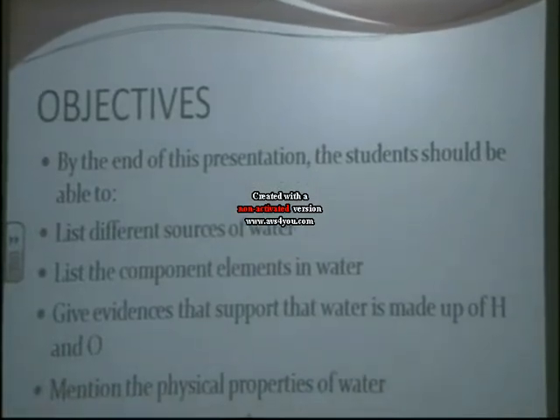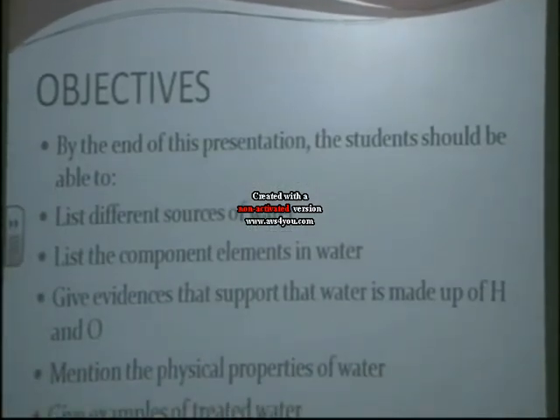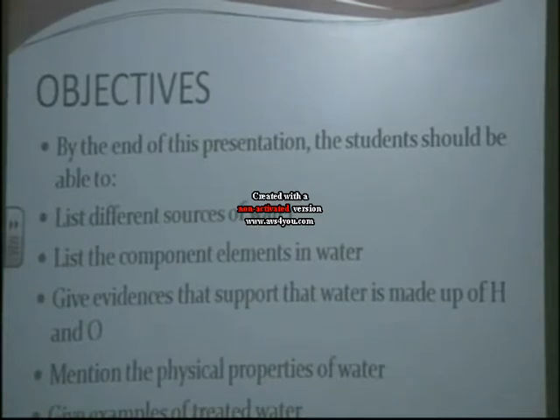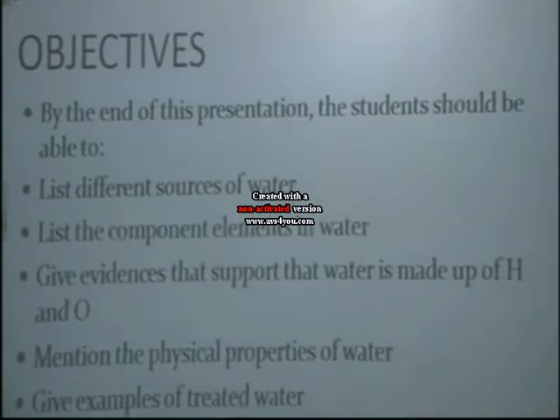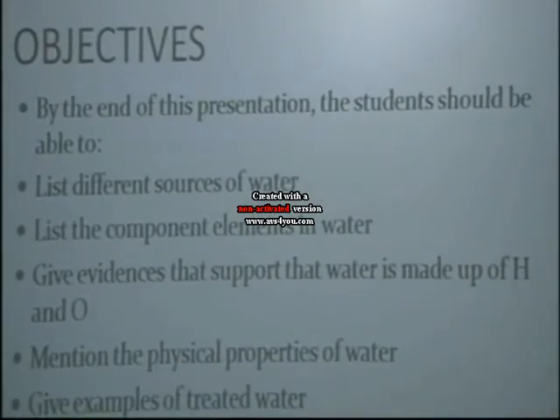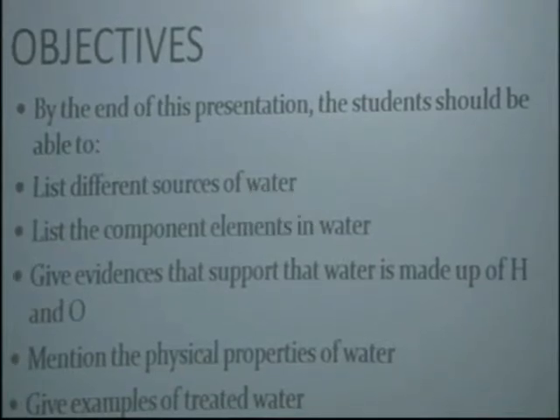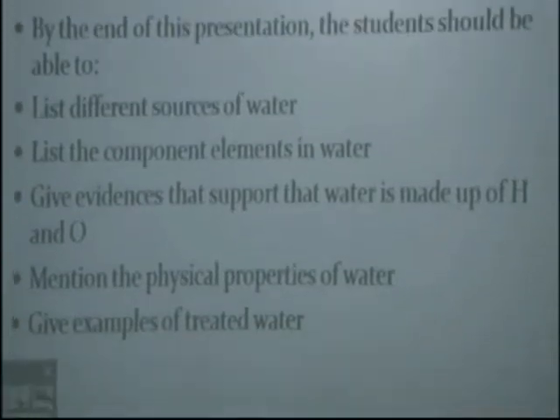I expect you, at the end of this lesson, to be able to list different sources of water. Take that in mind. I will also want you to know the components, elements in water. At the same time, you should be able to give evidence that supports that water is made of hydrogen and oxygen. I also want you to know the physical properties of water. You should also be able to give examples of treated water.